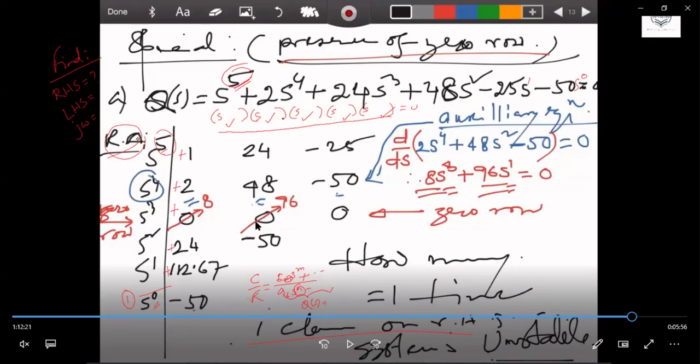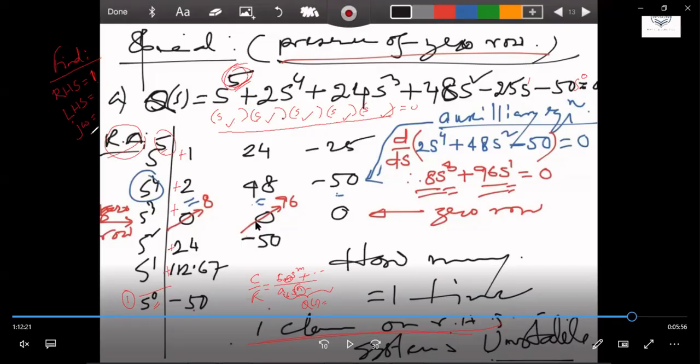Okay, if there are 5 altogether, my question here: we found one sign change, which means one pole on the right half plane. So the answer here is 1. On the right hand side, there is 1 pole. Now out of 5, 1 is on the right half. Then how many are left? 4. That's right. Good. This is the way I want the answer.